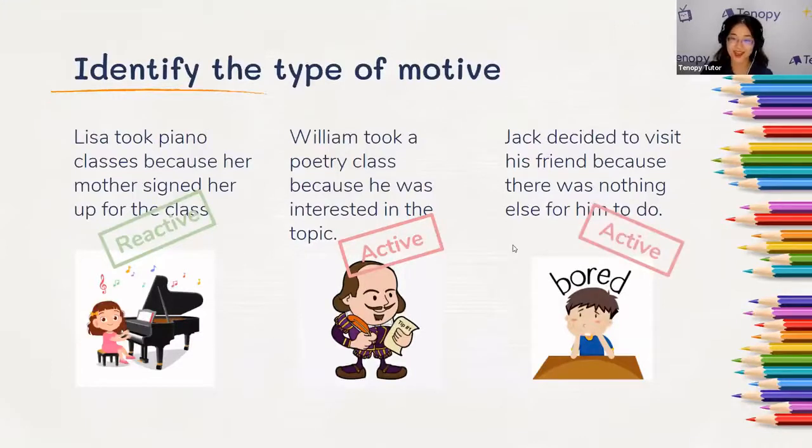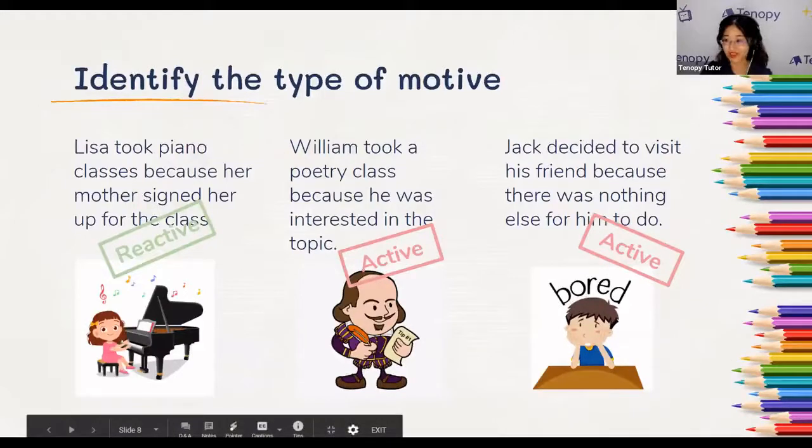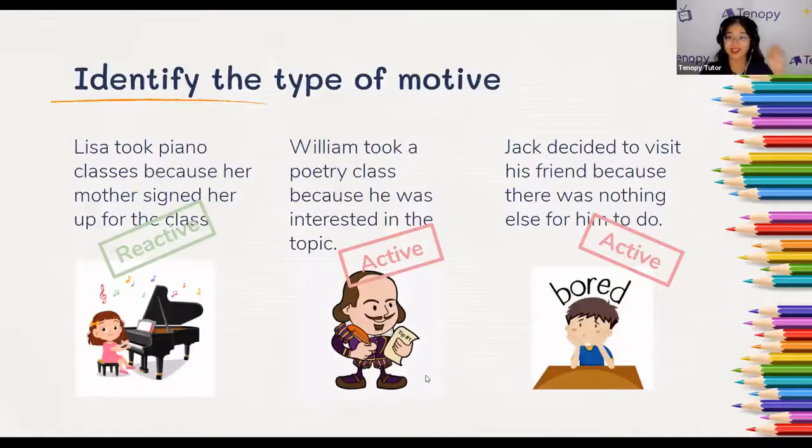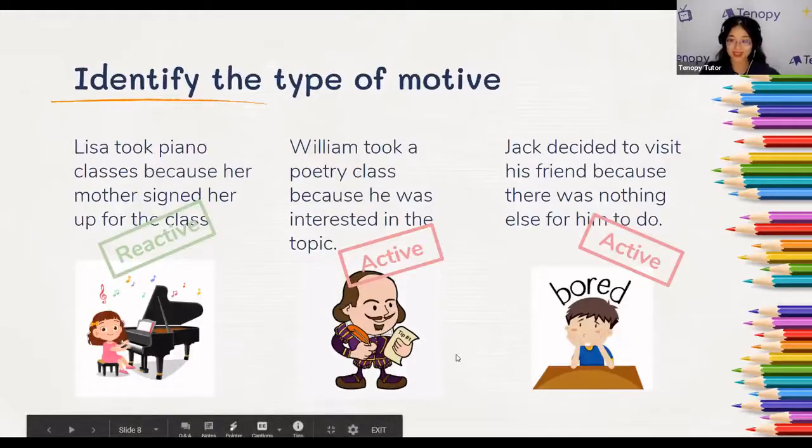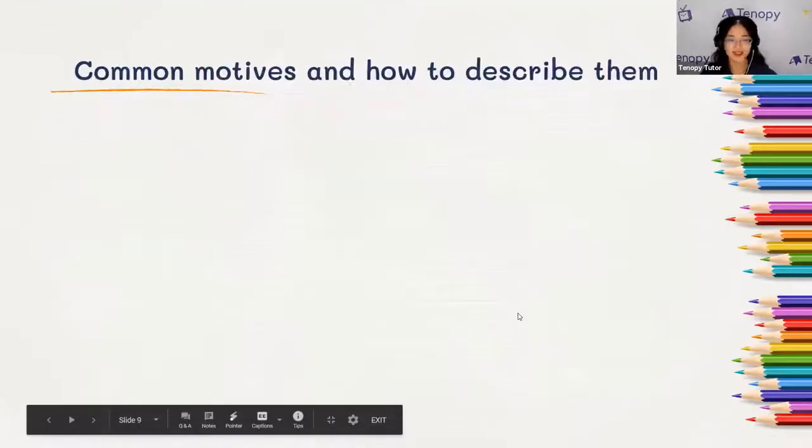All right, active reason. Jack wants to go to visit his friend, not something else. He wants to go there because there's nothing else for him to do. Well, he could also just lie on his bed and be bored, but he chose to visit his friend. So that's still a choice he made, an active choice he made. Does that make sense so far? Does everything make sense so far? Good? All right. Okay. Perfect.